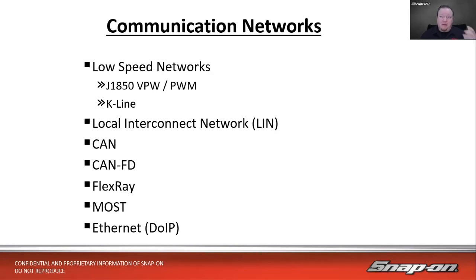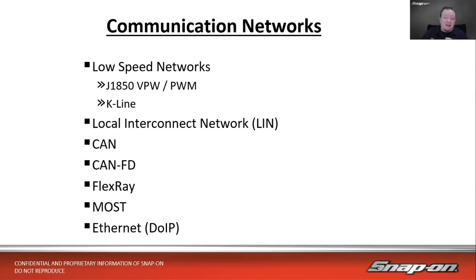So there are different types of communication networks that you'll find on cars, and we'll talk about a fair number of these today. Low-speed networks, it's going to be kind of your earlier networks. J1850, we have both variable pulse width and pulse width modulated type signals. We'll take a look at what those look like. We also have K-line, which is pretty common on Japanese cars, Asian vehicles. LIN bus, which is used fairly commonly on many cars nowadays. CAN bus, of course, that's pretty much the standard.